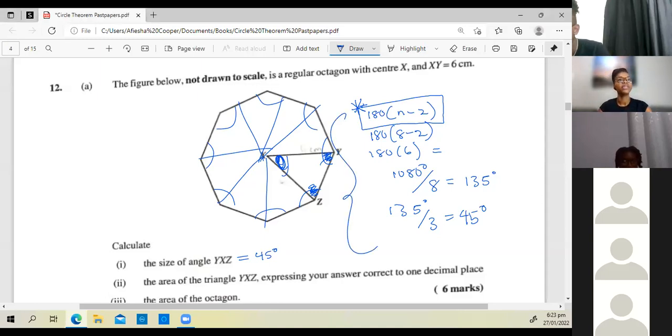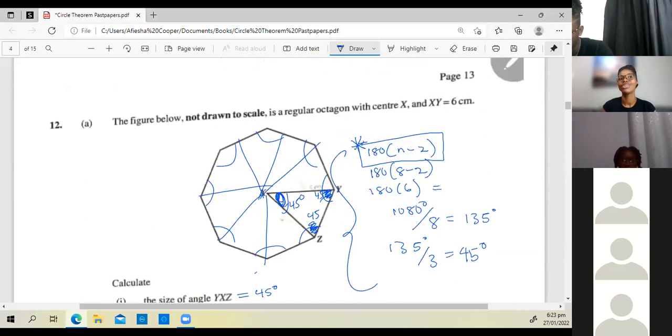Right, so after we do this, we did our 180 by n minus 2, 180 by 6, 135 divided by 3, 45 degrees. So all these will be 45 degrees. The area of the triangle YXC. So what do we know? Remember, there are three ways to work out the area of a triangle. Which way would we use?